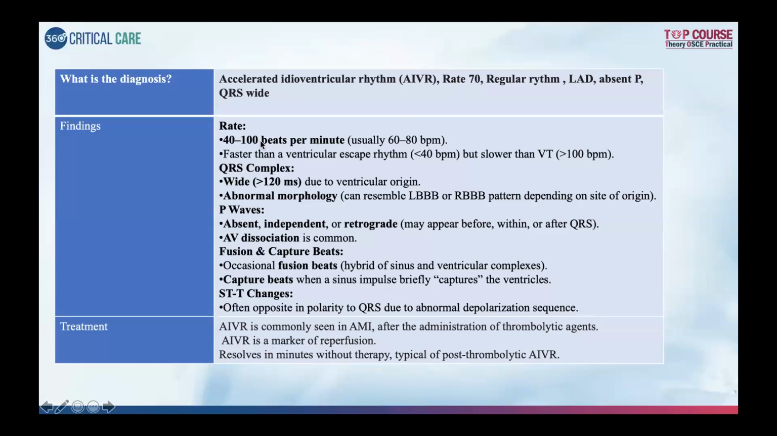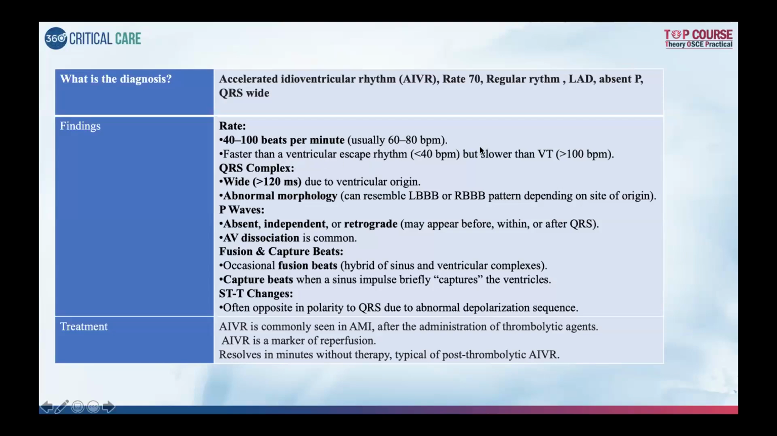The rate is usually between 40 to 100 per minute. It is slightly faster than a ventricular escape rhythm. What is an escape rhythm? In conditions like hyperkalemia or calcium or beta blocker toxicity, the AV and the SA node may not be functioning. The ventricle will be generating the impulses. So at that time you have a ventricular complex with a slow rate. That is a ventricular escape rhythm.